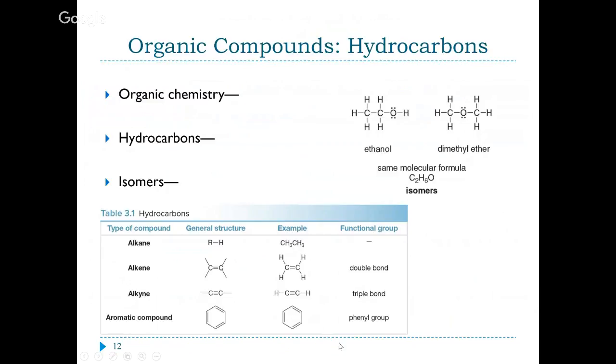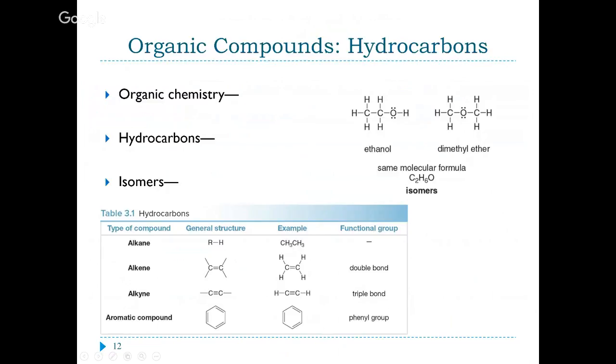So isomers of a particular compound is when you have the same chemical formula, but you can build different structures. So over here, we have an example of ethanol and dimethyl ether. Same molecular formula. If you count it out, I have 2 carbons, I have 6 hydrogens, 1 oxygen. 2 carbons, 6 hydrogens, 1 oxygen.